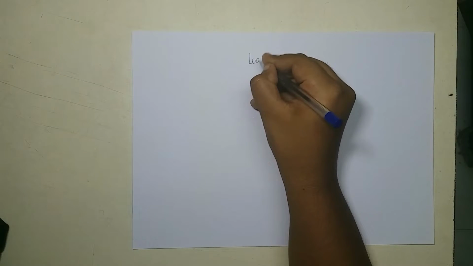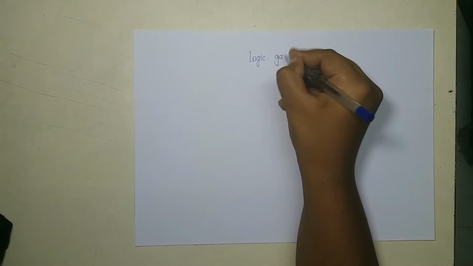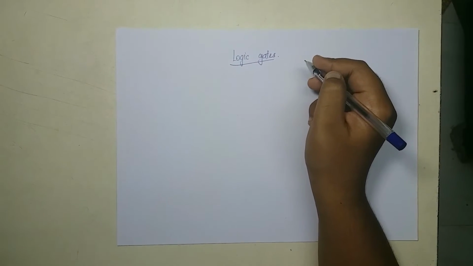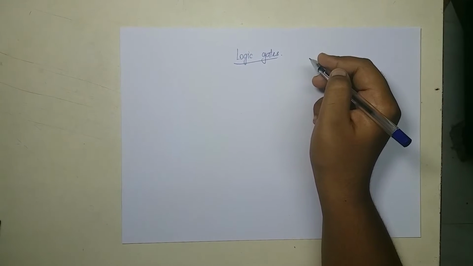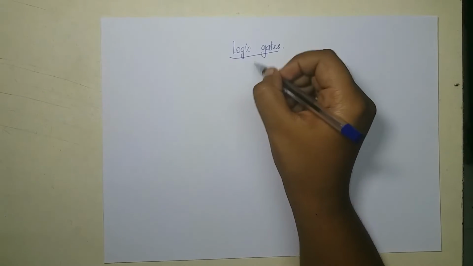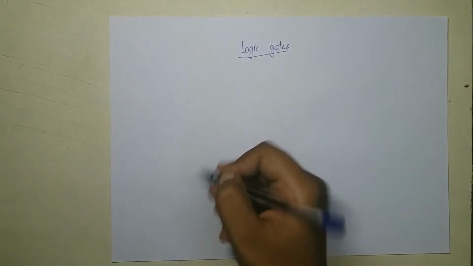So, first, what are logic gates? We will be having AND operation, OR operation, NOT operations. In order to implement these operations, we will be using logic gates. There are different types of logic gates.